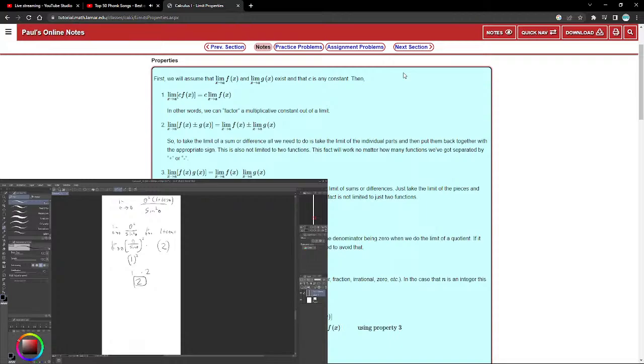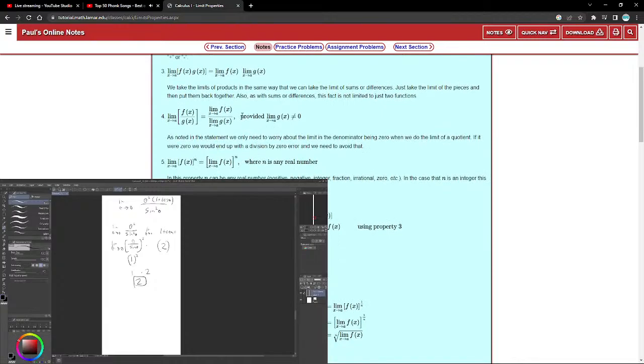We take the limits of products in the same way that we can take the limit of sums or differences. Just take the limit of the pieces and then put them back together. Also, as with sums or differences, this fact is not limited to just two functions.